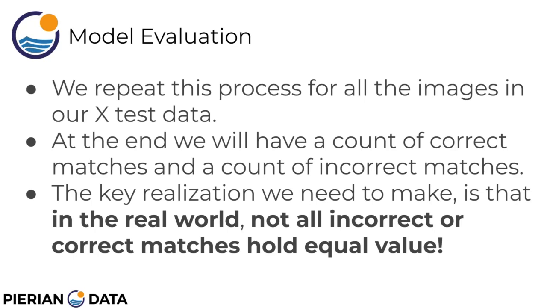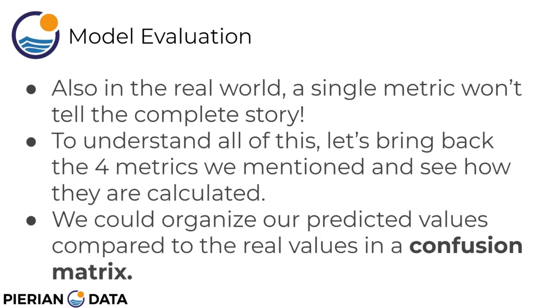And the key realization here that we need to make is that in the real world, not all incorrect or correct matches hold equal value. So let's hone in on what we mean by that. In the real world, a single metric won't tell the complete story. And to understand all of this, let's bring back those four metrics we mentioned and see how they're actually calculated. We could organize our predicted values compared to the real values in what is known as a confusion matrix.